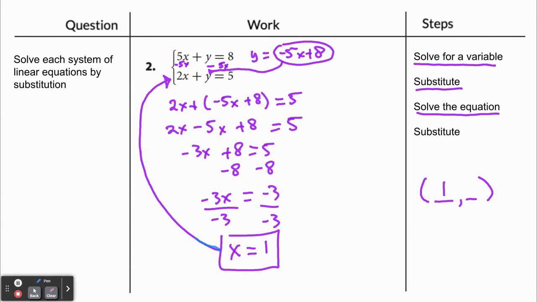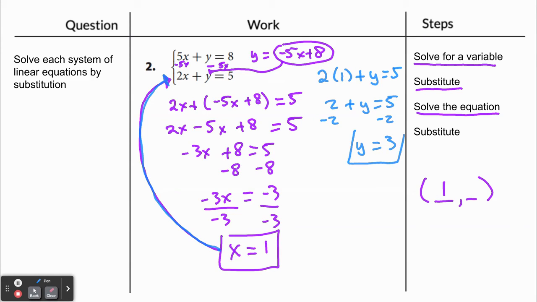So the substitution here, I'm plugging in this x value in for this equation, so I get 2 times 1 plus y equals 5. So that's 2 plus y equals 5. Now I'm subtracting 2 from both sides, which gives me y is equal to 3. So my y value is 3. So my solution is (1, 3), or when x is 1 and y is 3.